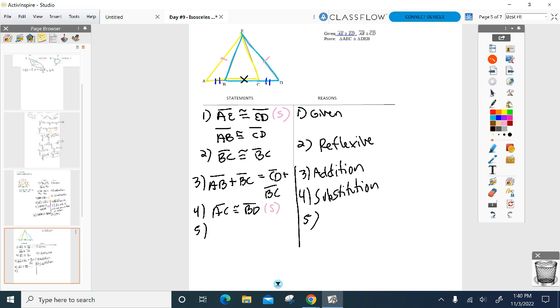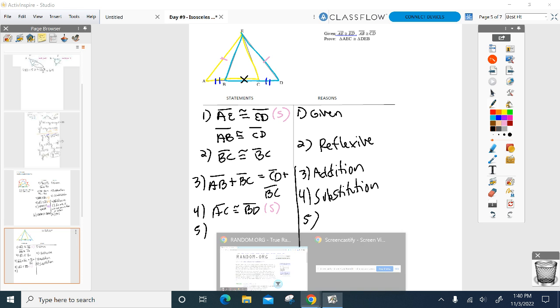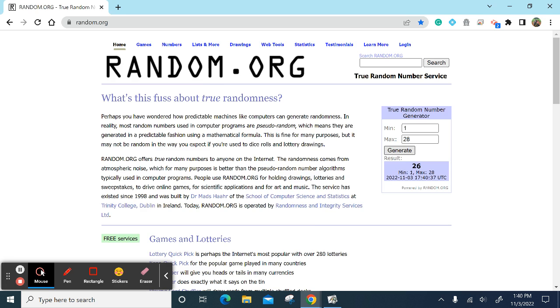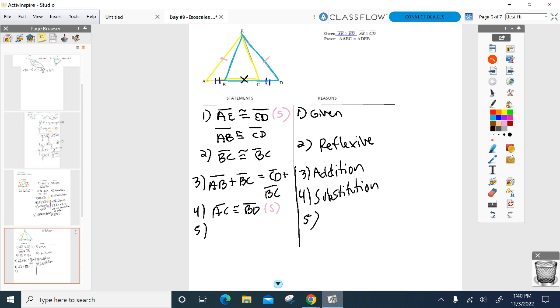So I think we've narrowed the 5 down to 2 again, right? Side, side, side, side, angle, side. So it's either got to be the third pair of sides or the angle in between. It's got to be one of them. It's got to be true. Where are we going? 26. Where are we going? Angle EAB is congruent to EDC.